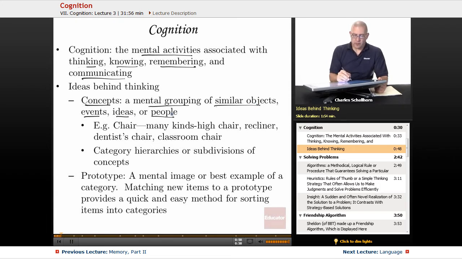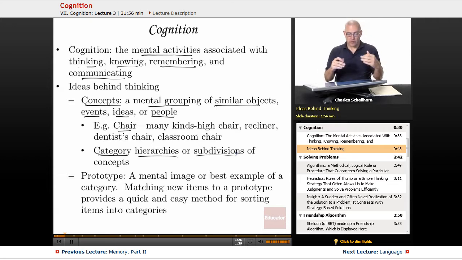And so one example would be chair. There are many different kinds of chairs. There are high chairs, there are recliners, there are dentist chairs, there are classroom chairs, there are little kid chairs, there are big kid chairs. So, there are chairs with different kinds of designs, but the basic idea of chair is a concept. And then, of course, within the concept, we can have categorical hierarchies and subdivisions of the concepts. So with concepts, we can play with car, we can play with chair, we can play with whatever concept it is.